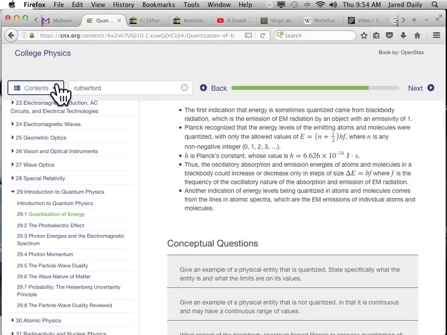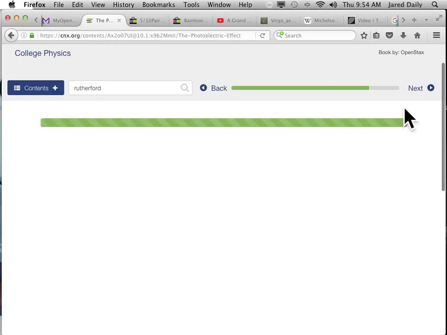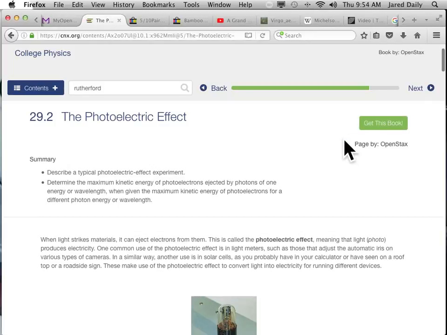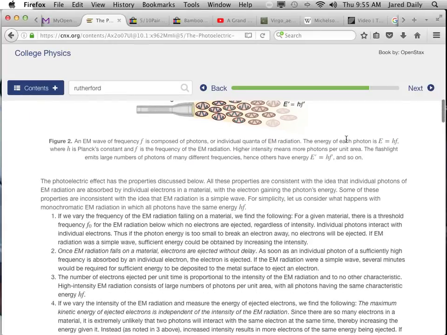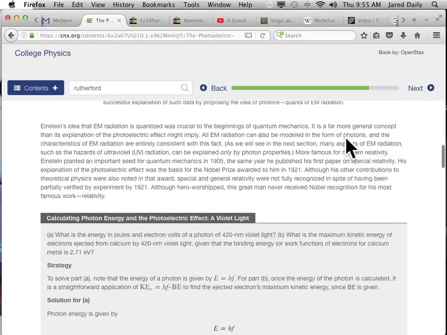So this is quantization of energy. So let's move on to the next stuff here, which is the photoelectric effect, which we just talked about. Goodness, what's going on with my book? It's stuck. Okay, so photoelectric effect, where you have light flashing onto a metal, and you get electrons coming out.